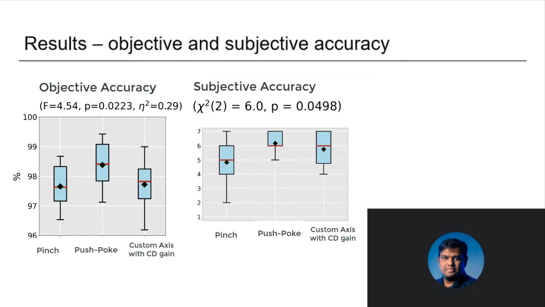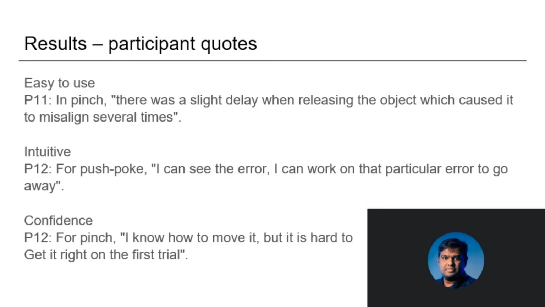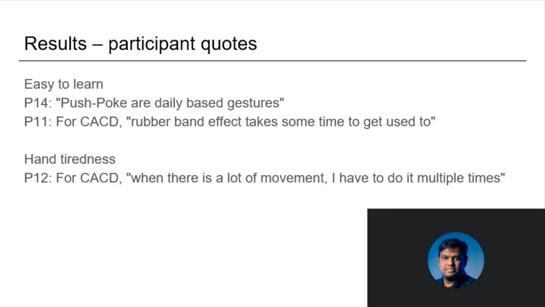Results show that push-poke was objectively and subjectively more precise than the baseline pinch. Participants felt push-poke was easier to use, more intuitive, and felt more confident in using it than the other two interaction techniques. Participants also felt push-poke was easier to learn and less tiring than custom axis with CD gain.